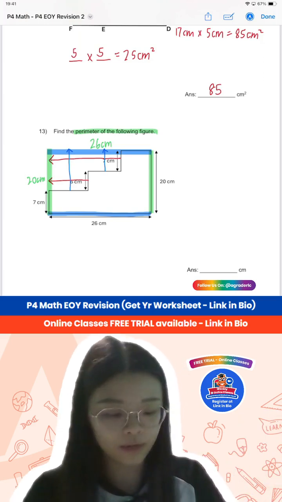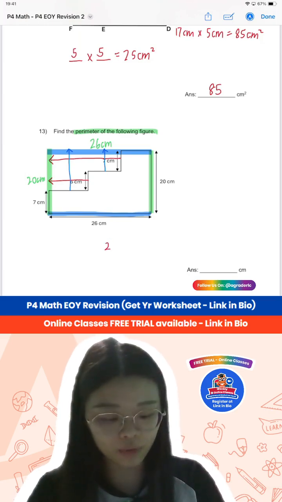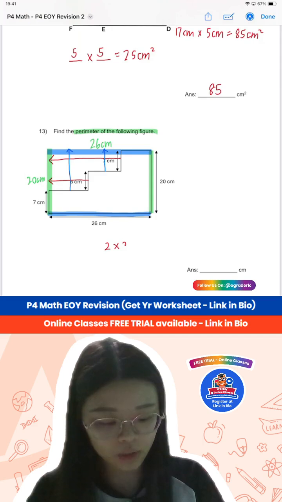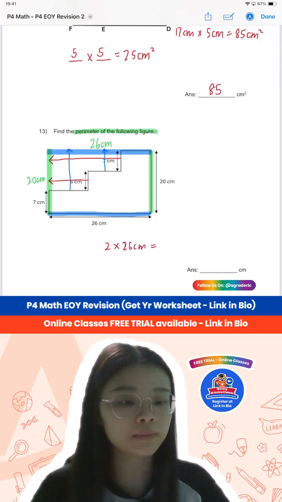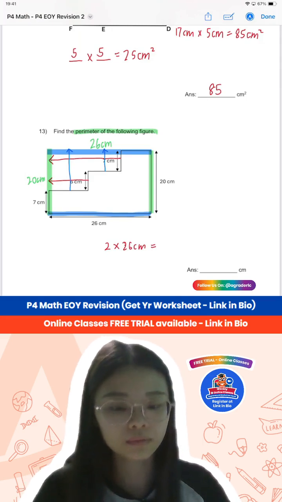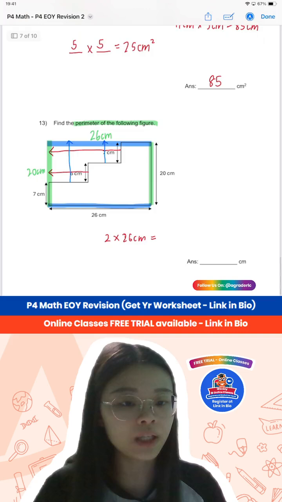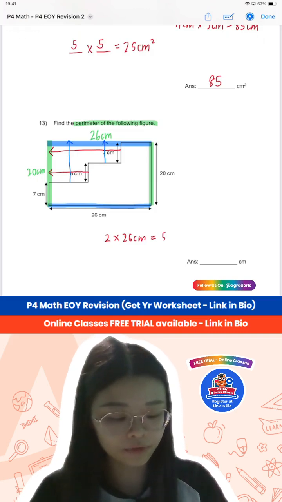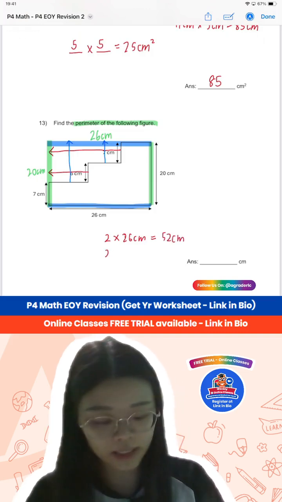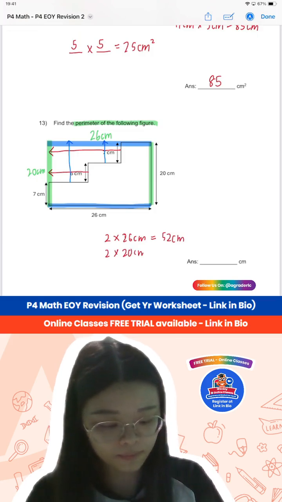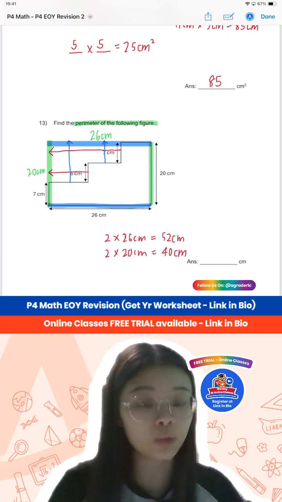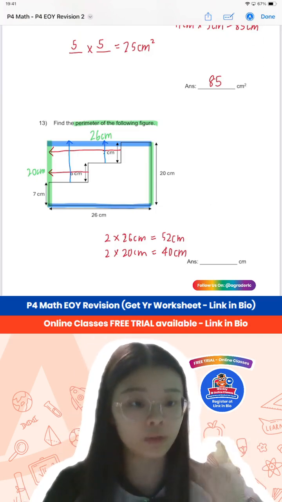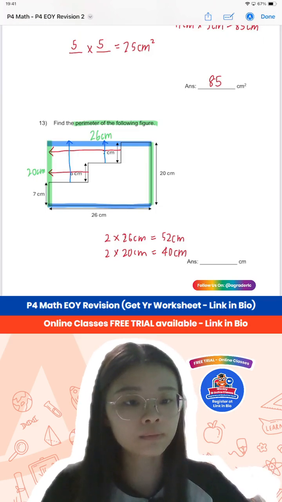We have length, breadth, length, breadth. So we can find two lengths first, which is 26. 2 times 26, what does it give me? 2 times 6 gives me 52. And then 2 times 20 gives us 40. Oh, I see Sida did a different method: 26 plus 26 plus 20 plus 20. You can do that.